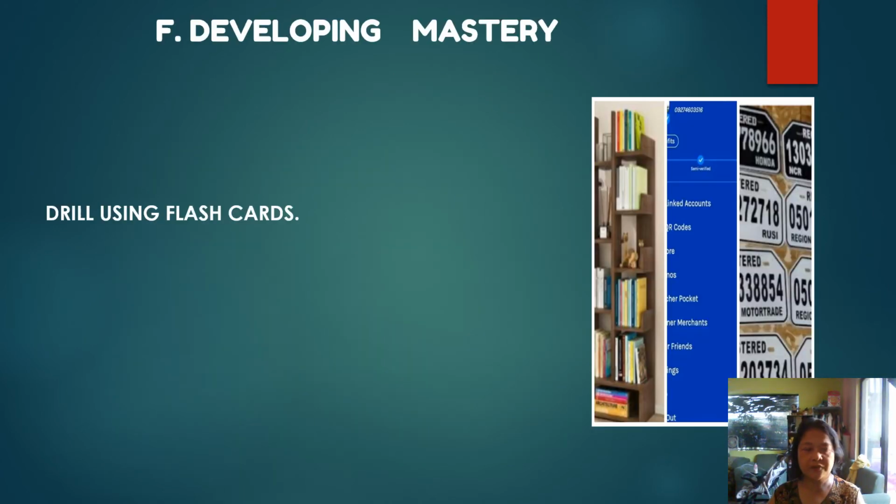So letter F is developing mastery. We have drill using flashcards. So we have here flashcards. So one flashcard is positive 5 times negative 2. What is the answer? Okay, good job.